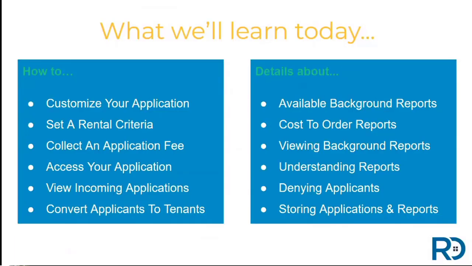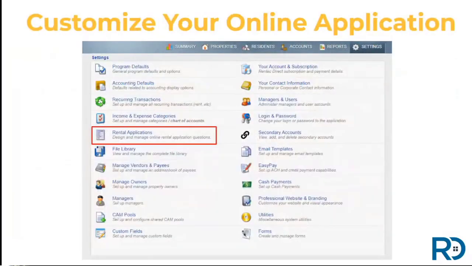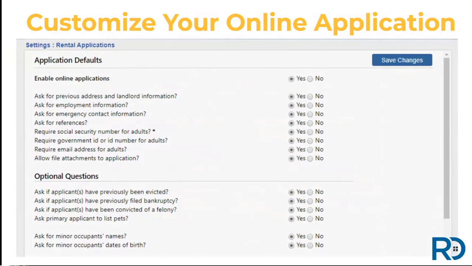Welcome. Here is a list of what we're going to be covering today about online rental applications and your tenant screening features. To start, let's head on over to your settings page, and I want you to choose the option on the left side. And you're going to find several questions to choose from, and you can add these to your online application just by simply selecting yes.